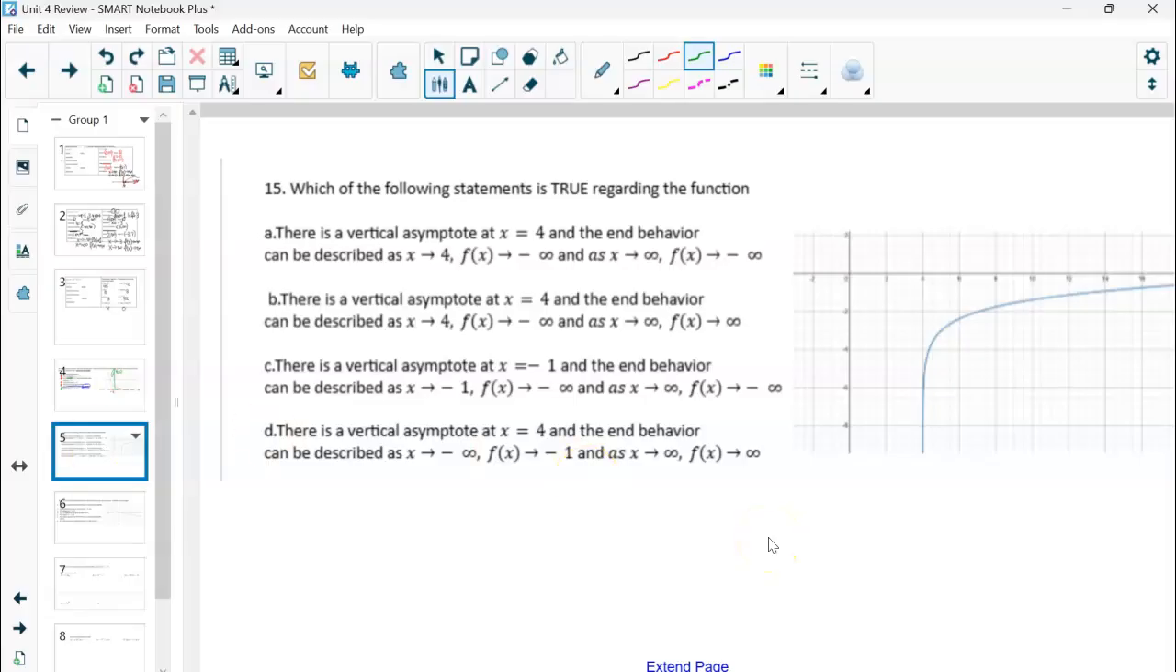Question 15, okay? It's saying, which of the following statements is true? Reading the function. Okay, so again, this is a log function. So my asymptote is going to be placed vertically, okay? Let me write that better. And it does look like the asymptote is at 4, all right? So that's very important because I can automatically eliminate answers.